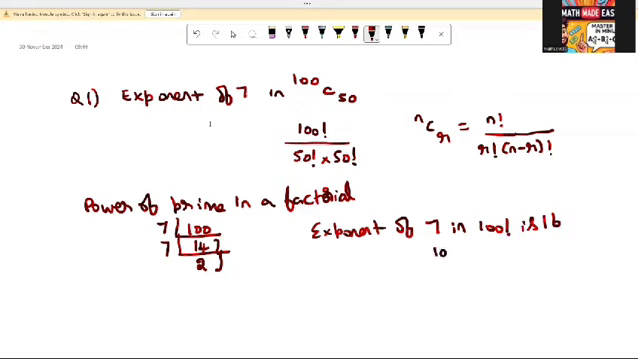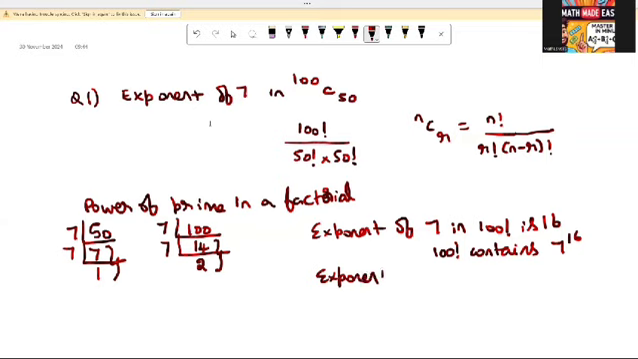That means 100 factorial contains 7 power 16. Let's do it again for 50 factorial. I'm going to start with 50. 7 sevens are 49, remainder 1. 7 ones are 7, remainder 0. Now add these two: 7 plus 1 is 8. So the exponent of 7 in 50 factorial is 8.